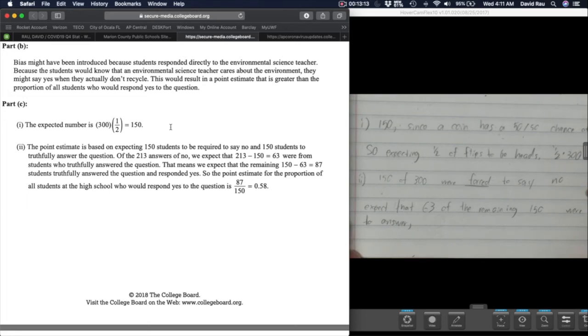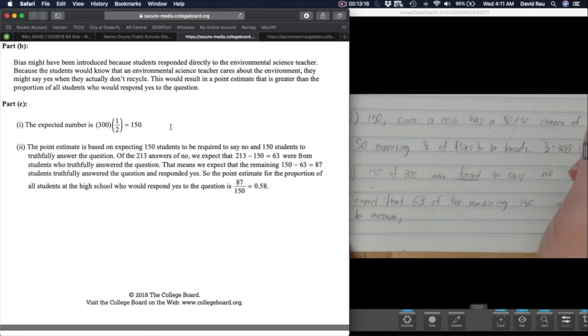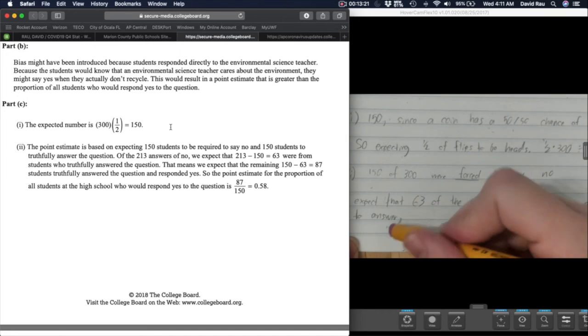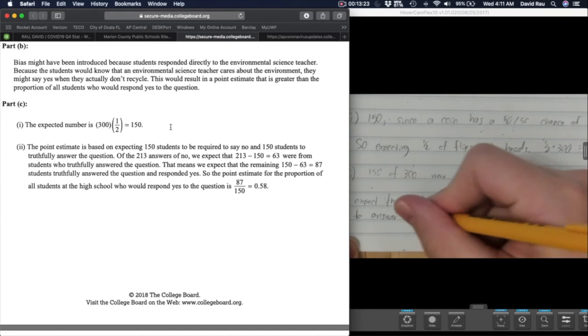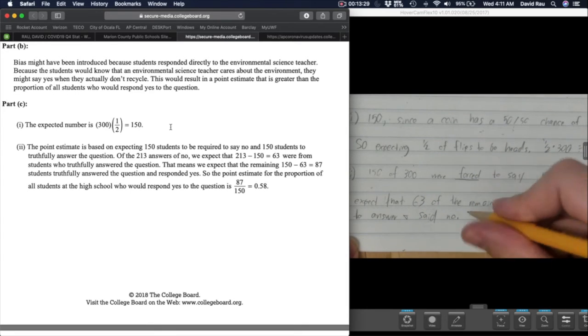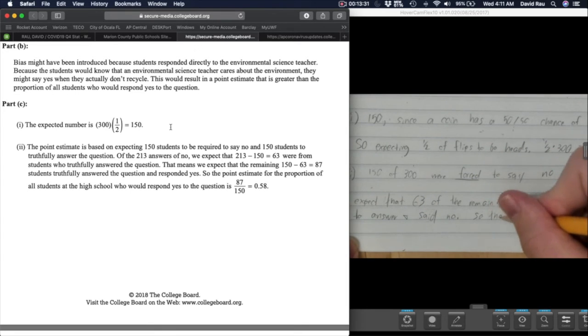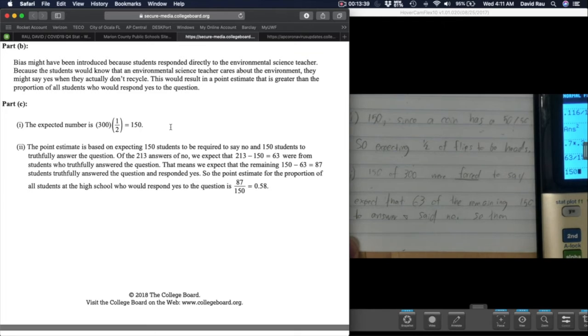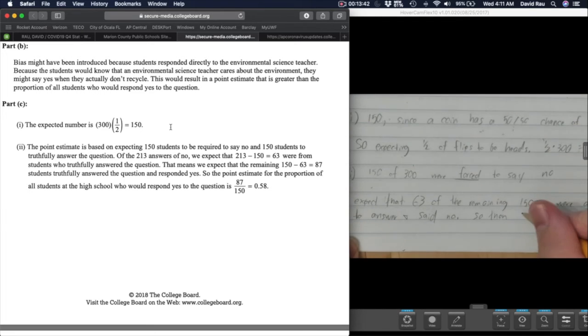Hopefully you already looked at the scoring guideline and knew that, but again, I'm trying to be true to taking this exam. So again, 63 of the remaining were able to answer and said no. So then that means, well, if 63 of 150 answered no, then that means 150 minus 63, 87, said yes, and so 87 out of 150 is what you see there.